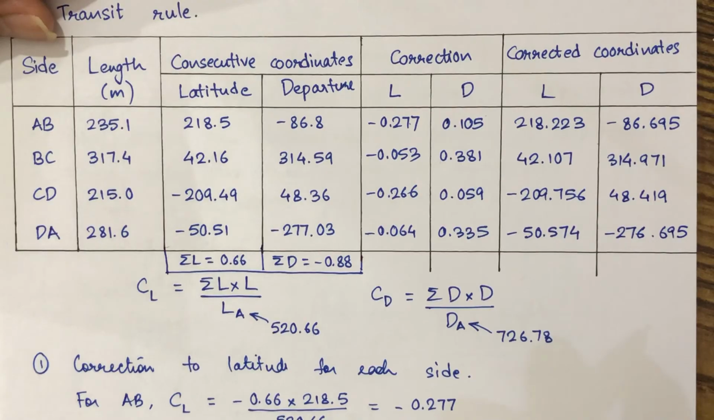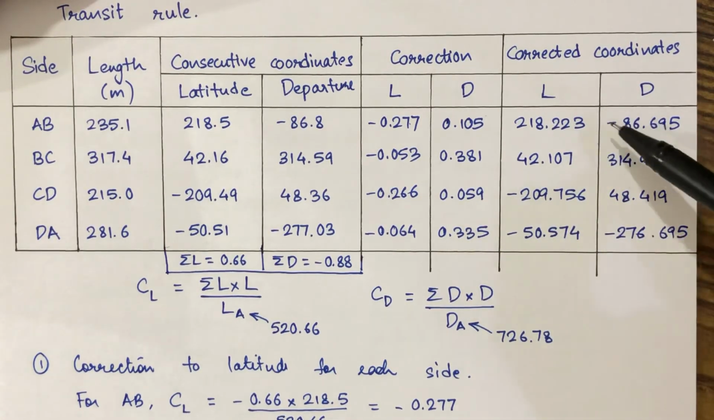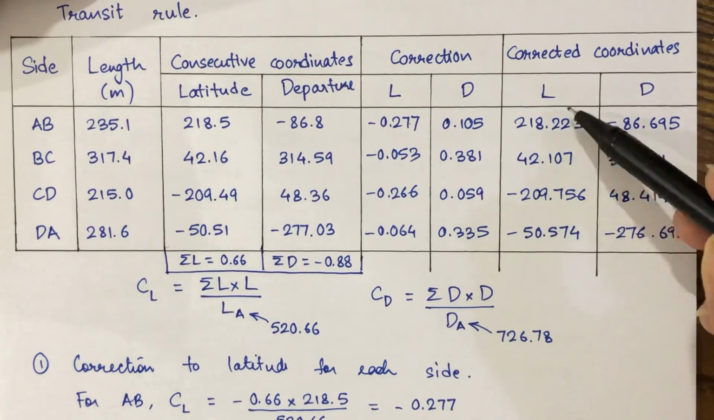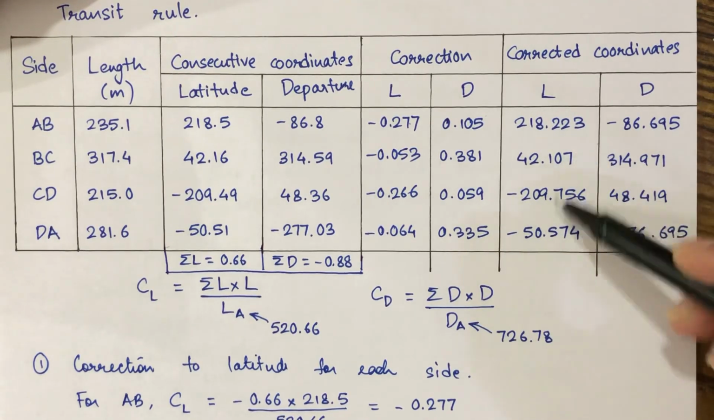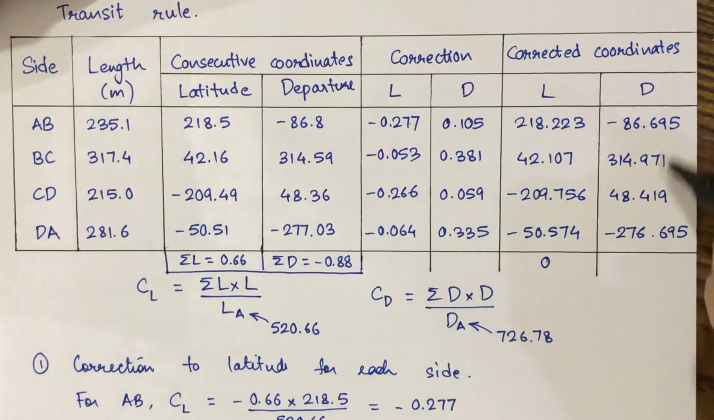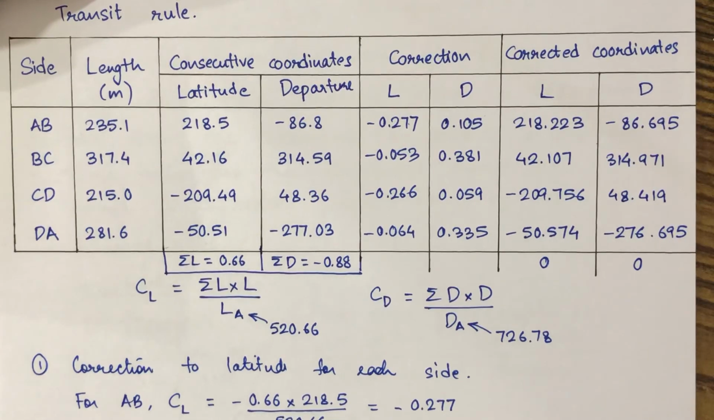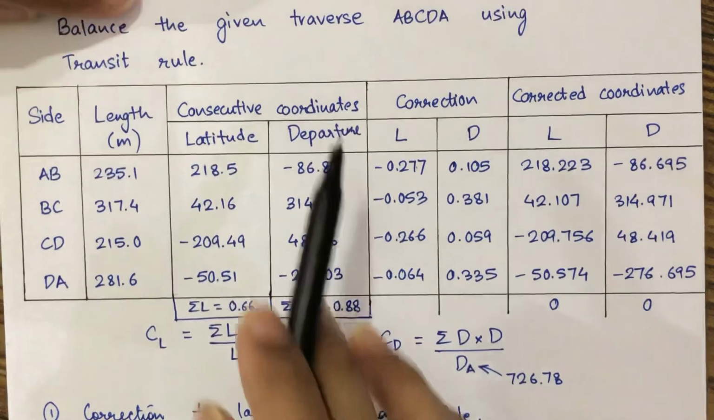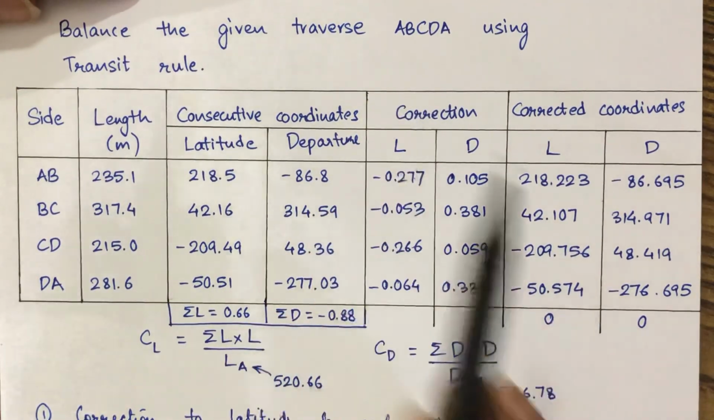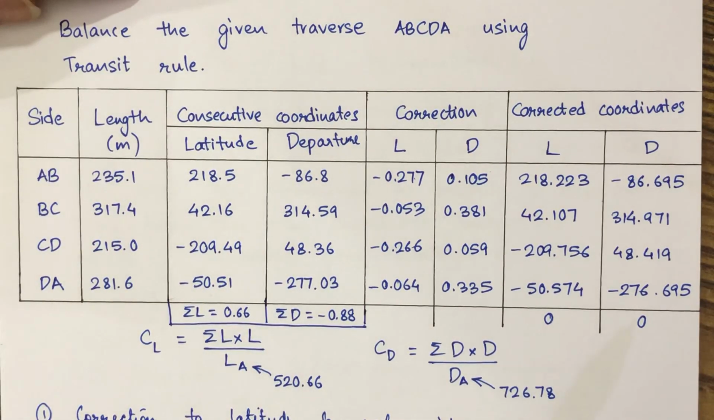Okay. Now, when we add up all the latitude values, the value will come out to 0 for latitude, and the departure sum will also come out to 0. So when latitude and departure summation comes out to 0, we can say the given traverse ABCDA has been balanced by using the transit rule.